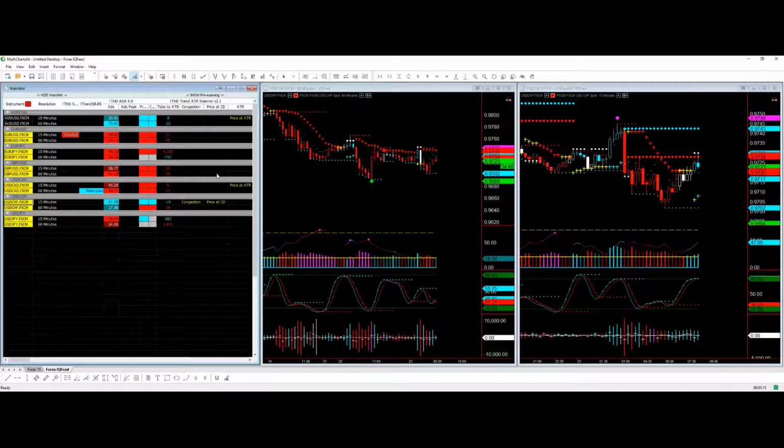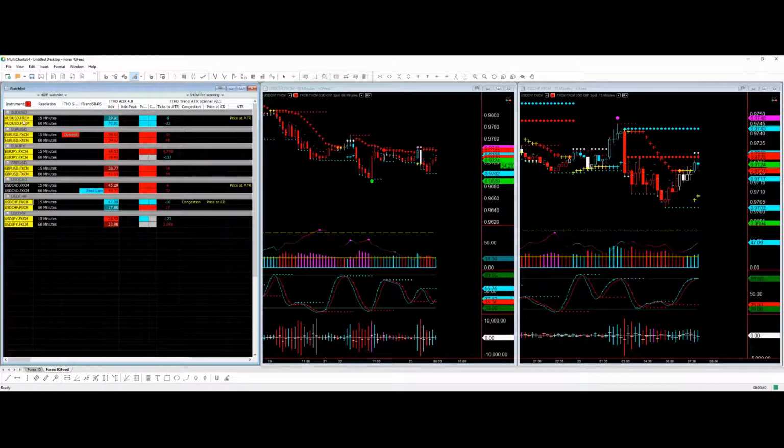We then have the price at the congestion dot. And again, this is where it's highlighting you are near a congestion dot, okay? And there are occasions where I take trades based on this congestion dot. Then we have price at the ATR. All of my trades will come in at an ATR because that is your lowest point of risk.